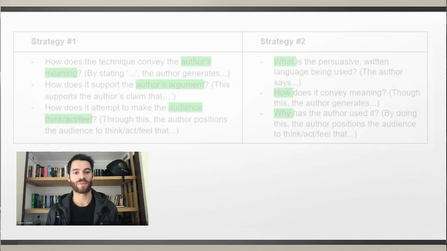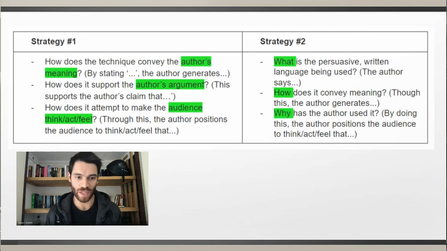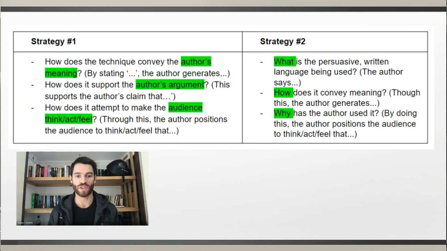So the takeaway from this video in a nutshell are basically these two strategies about how to analyze persuasive techniques. These are the two models that you can use. So the first one is just looking at those questions. How does the technique convey the author's meaning? And then there's an example of a sentence starter there. How does it support the author's argument? And how does it attempt to make the audience think, act, or feel?